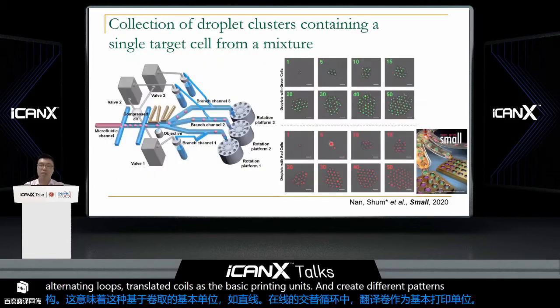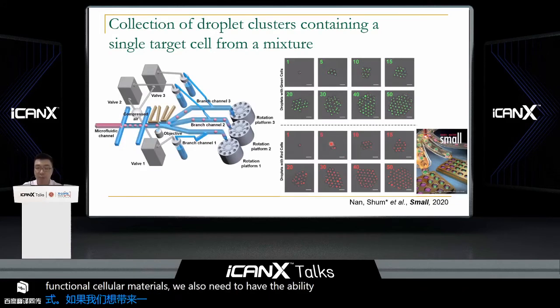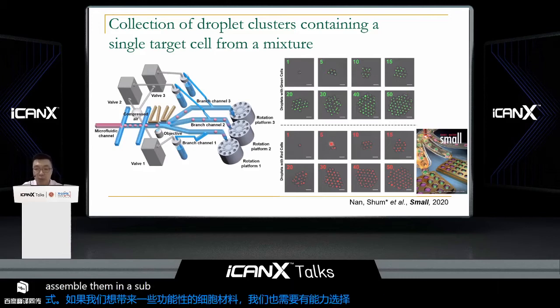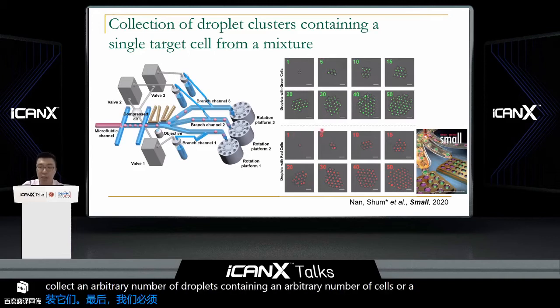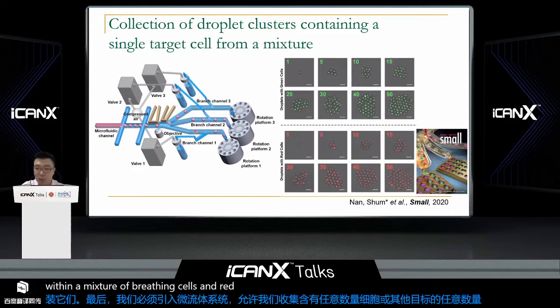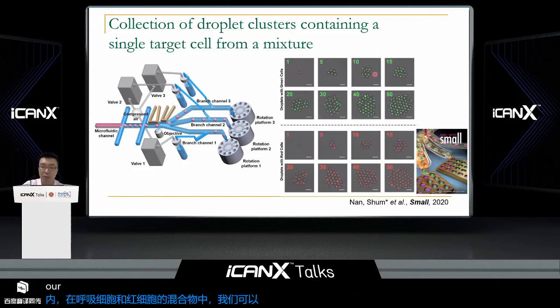If we want to print some functional cellular materials, we also need to have the ability to select the types of cells that we want and then assemble them in a subsequent step. Towards that end, we have to introduce a microfluidic system that allows us to collect an arbitrary number of droplets containing an arbitrary number of cells or other targets inside them. For example, within a mixture of green cells and red cells, we can use this system to not only isolate, but also sort and collect an arbitrary number of droplets containing a single target cell, as you can see in these pictures.